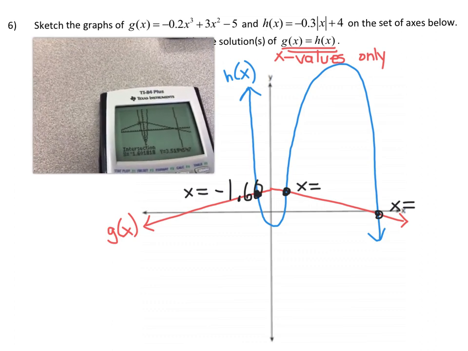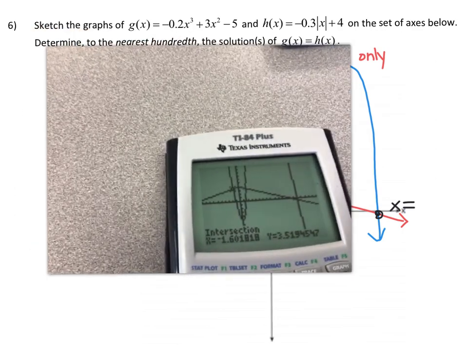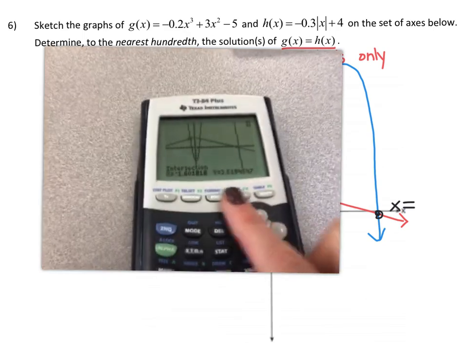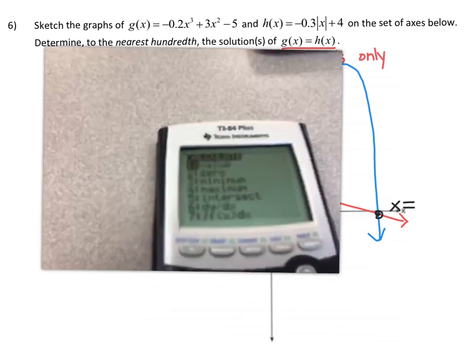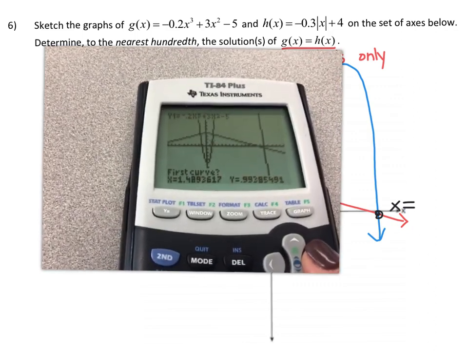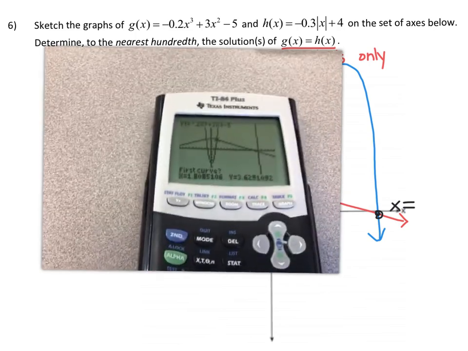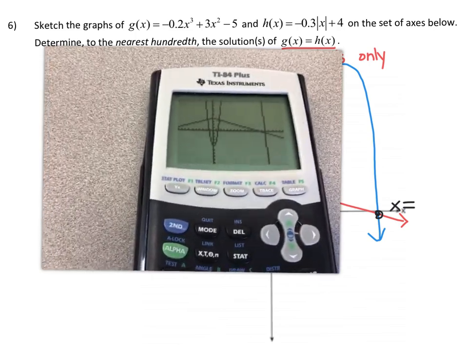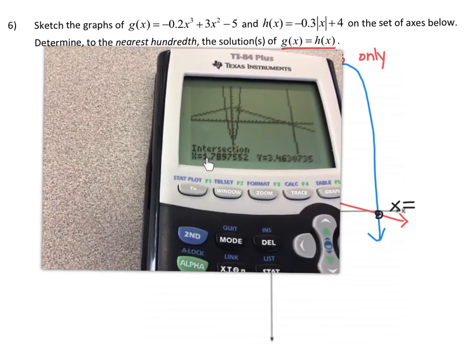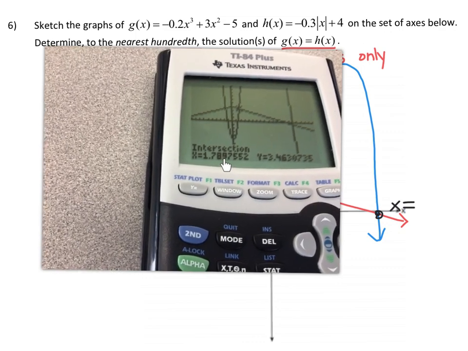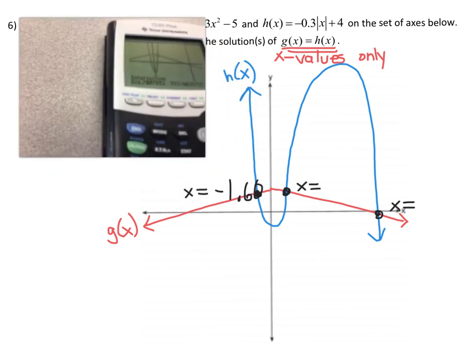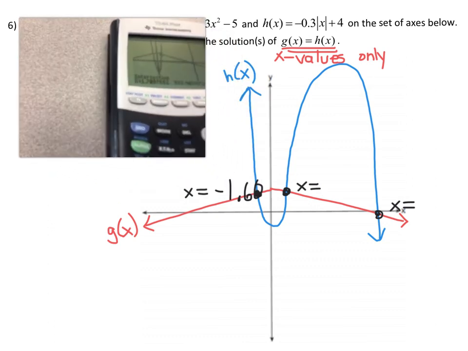Okay, now let's find our next point of intersection. So we're going to go back to second, trace, intersect. All right, we're going to have to do this 3 times. And now I'm going to use the right arrow key to move this cursor to the next point of intersection, just anywhere near it. And then I'm going to hit enter, enter, enter until I see where it says intersection. Okay, there it is. And we can see this time it's at 1.79, right? That 9 after the 8 is going to round that up to a 9. So 1.79. All right, let me make that smaller out of the way. And let me write 1.79.